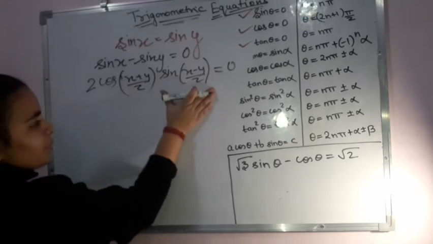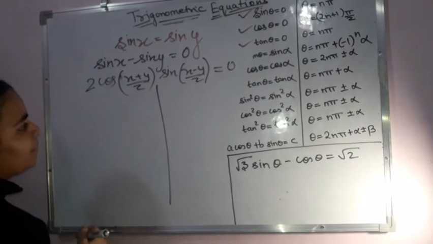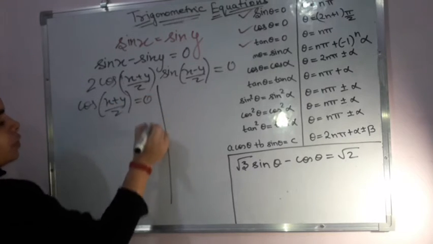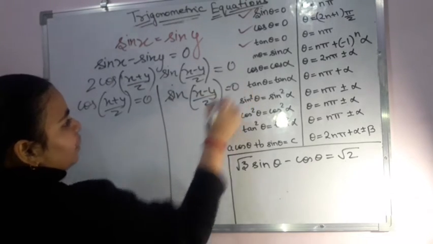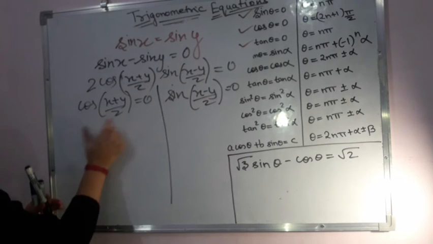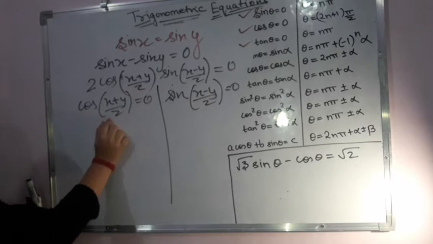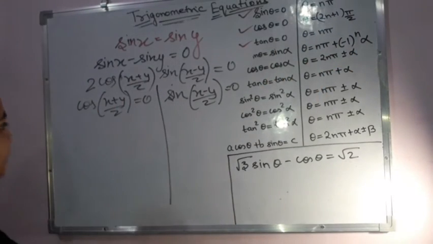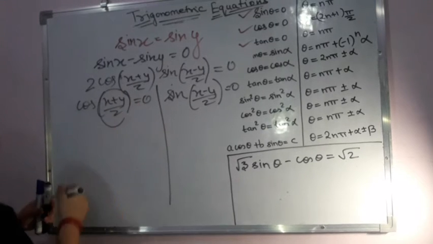Now this equation means that either the cos value is equal to 0 or the sin value is equal to 0. So I can divide my board into two parts. First, cos of (x plus y) by 2 is equal to 0, or sin of (x minus y) by 2 is equal to 0. Can I assume this to be theta? Since it is theta, I can write cos theta is equal to 0. I know that then theta is equal to (2n plus 1) pi by 2.